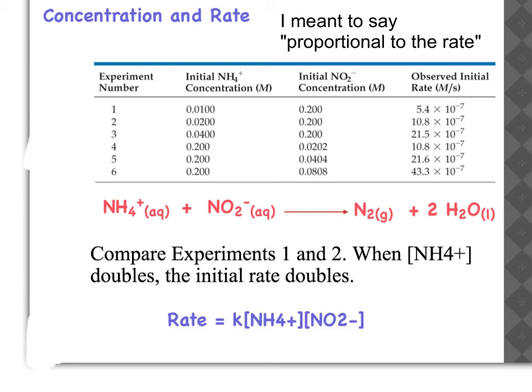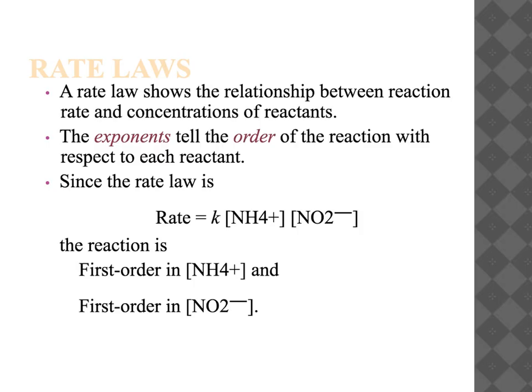And this is called a rate law. And k is a rate constant. Rate laws show the relationship between the reaction rate and concentration of the reactants. And the exponents tell us the order of the reaction with respect to each reactant. And since in the rate law that we wrote on the previous slide, we have presumed exponents of 1 in both instances, we would say that the reaction order is first order in the ammonium and first order in the nitrite.